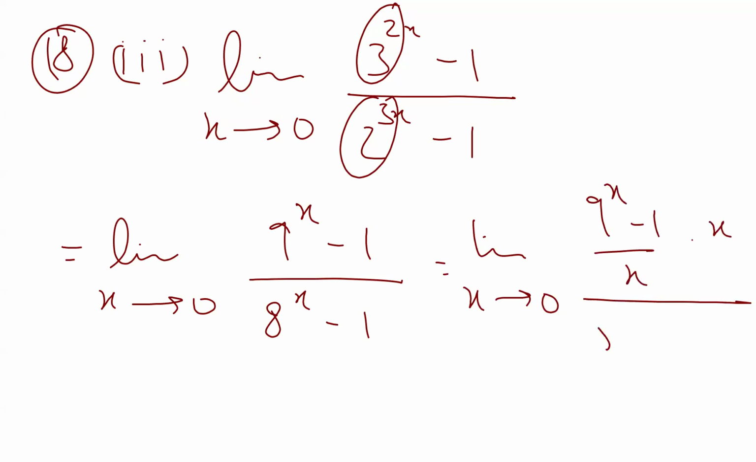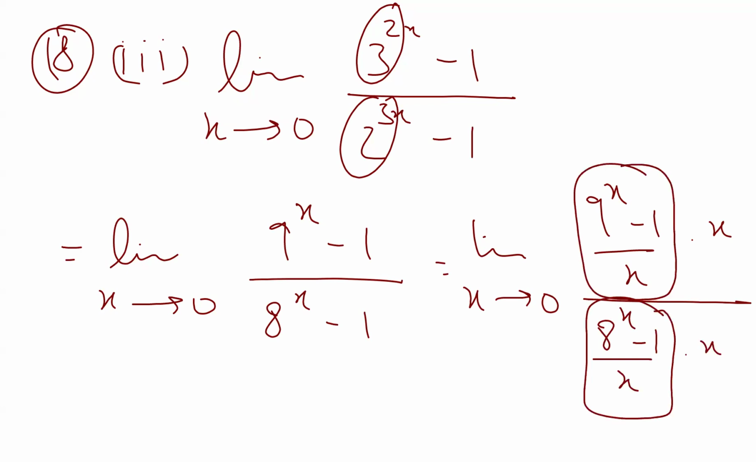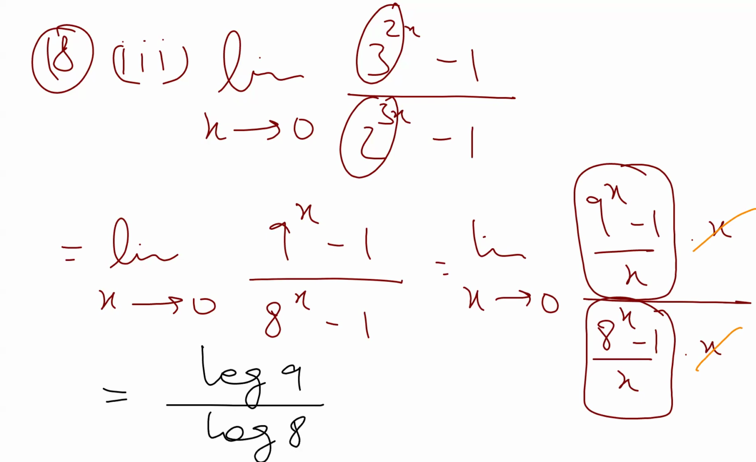Upon x into x. This x and this x are getting cancelled. What will be the answer? Log 9 upon log 8. Log 9 upon log 8. You cannot cancel log and log. And the base of both the logs is e, Euler's constant, natural log.